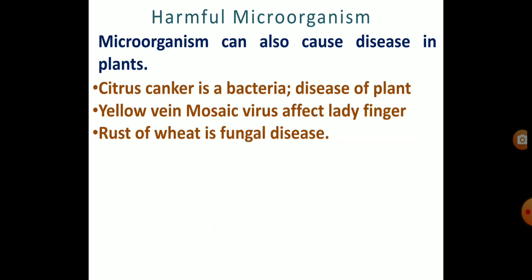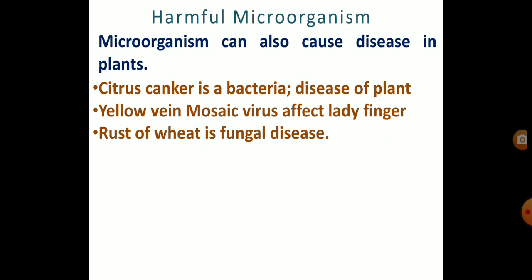Citrus canker is a bacterial disease of plants. It's a bacterial disease that affects trees of citrus fruits and spreads by air. Yellow vein mosaic virus affects ladyfinger. It's a viral disease spread by insects. Rust of wheat is a fungal disease spread by air and seeds.